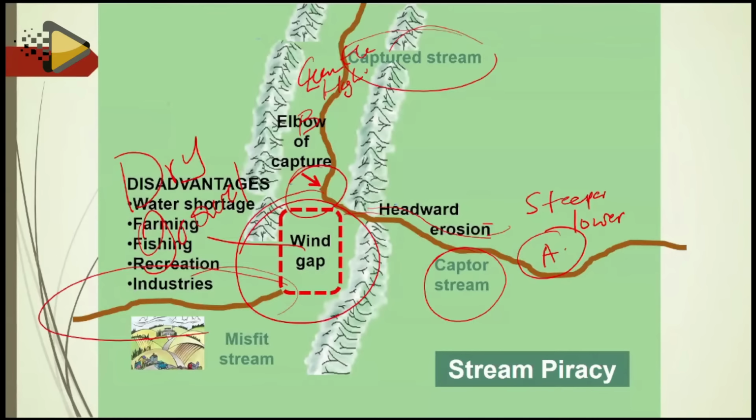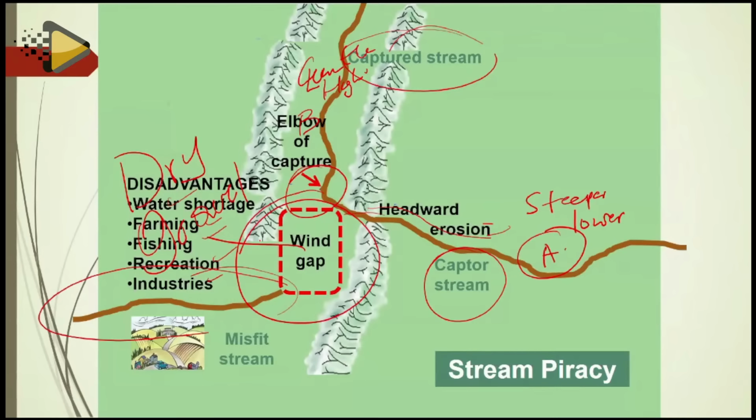Now, what will be the disadvantage for the people living downstream where the river has been diverted, or has changed its direction? There's going to be water shortage. For farming, there's going to be less fishing, less recreation, and fewer industrial activities because of the shortage of water.